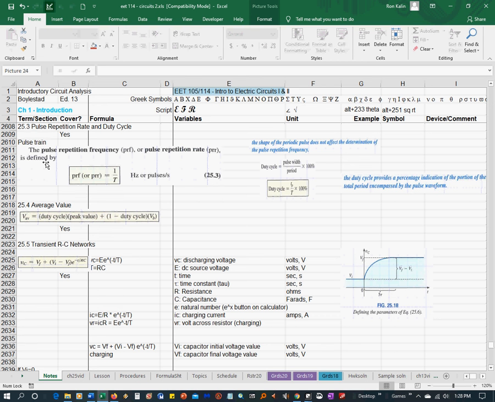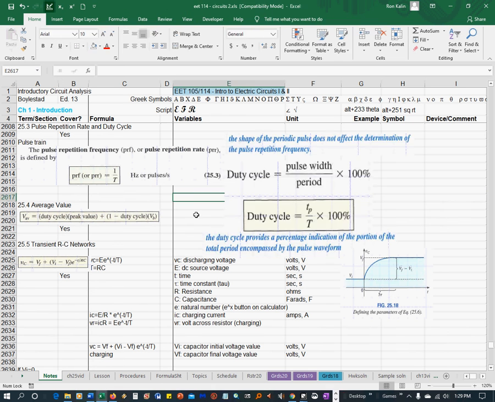A pulse train has a pulse repetition frequency, PRF, or pulse repetition rate, PRR, defined by this. It's 1 over the period in hertz. The shape of the periodic pulse does not affect the determination of the pulse repetition frequency.